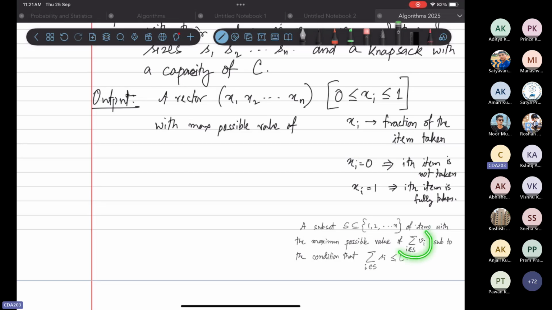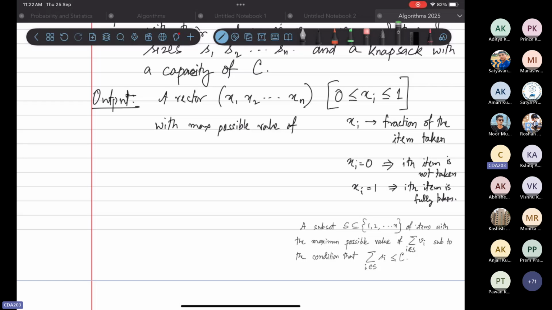So obviously this is not the case. All the items that are there in the knapsack, I'm not going to take the complete value of those items. Note that now we don't have the complete item with us in the knapsack. It can be some fraction of it.